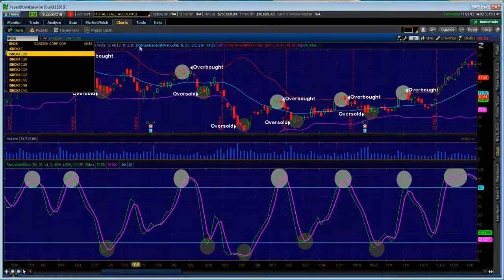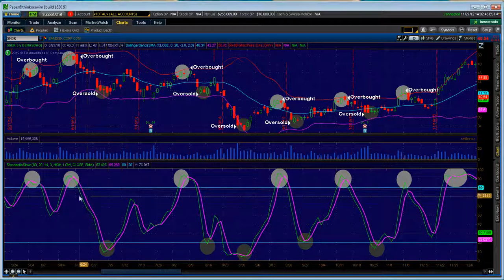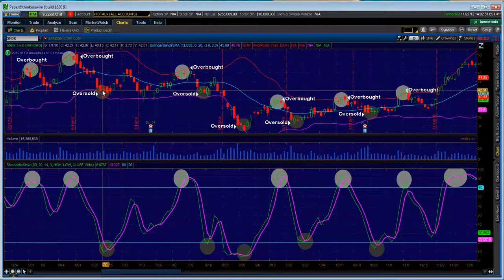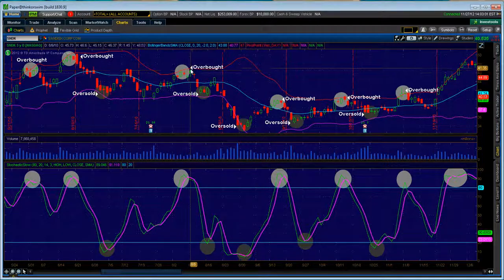And I have these pre-highlighted for you. Okay, so this is just looking at times when the stochastics is in an overbought, above 80, or oversold, below 20, situation, and I just highlighted it on the price chart so you can see. And I also have the Bollinger Bands overlaid. I usually have Bollinger Bands on all of my charts. It's a good upper overlay to just kind of give you a perspective on it.